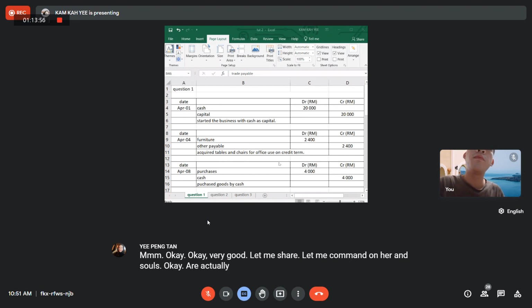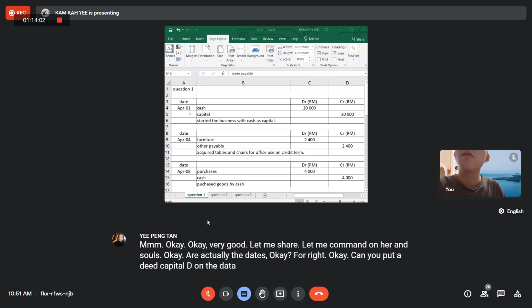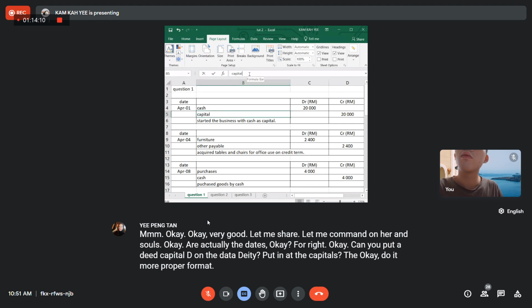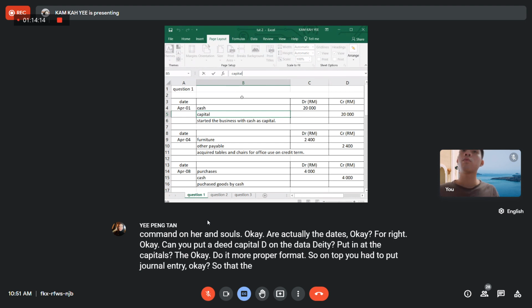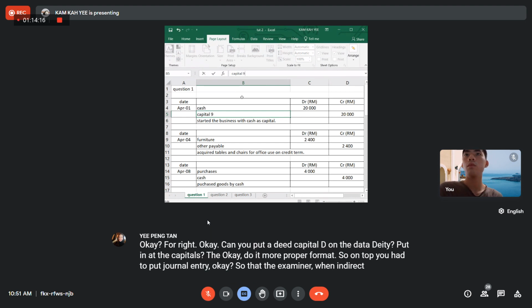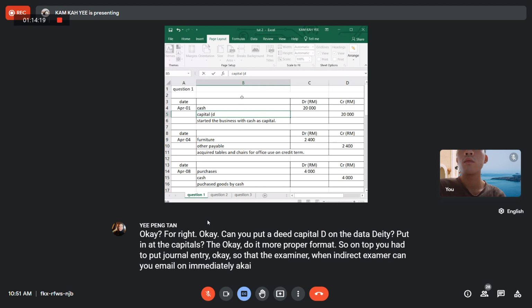Actually, the dates are correct. Can you put a capital D on the date? DATE, with a big capital D. Do it in a more proper format. On top you have to put journal entry, so that the examiner, during the exam, can see it immediately. Can you amend that, Kai, so the students know.